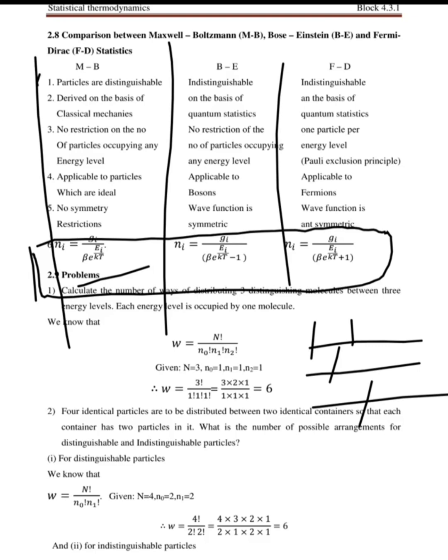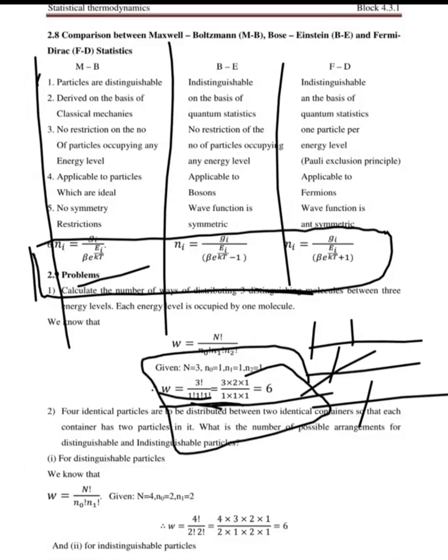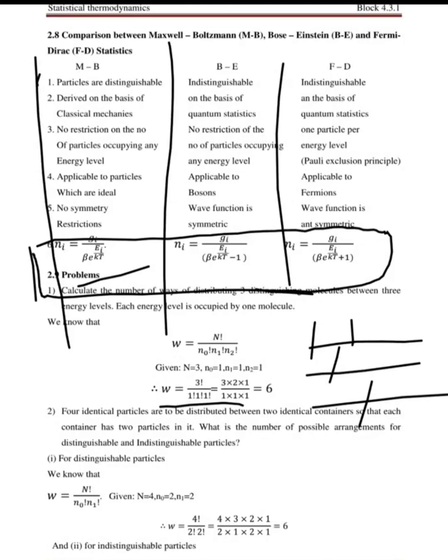So we are going to calculate W is equal to n factorial divided by n0 factorial, n1 factorial, n2 factorial. We are having three molecules, so 3 factorial divided by 1 factorial for each level, since one molecule is placed in each level. So n0 will be 1 factorial, n1 will be 1 factorial, and n2 will be 1 factorial. So that is 3 into 2 into 1 divided by 1 into 1 into 1, that is 6. That is the answer.